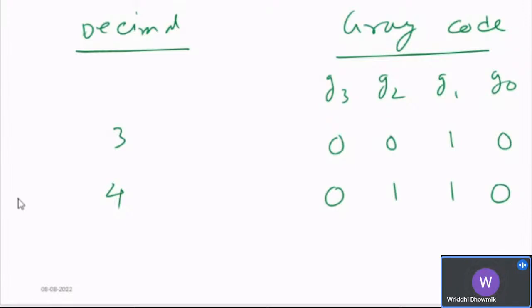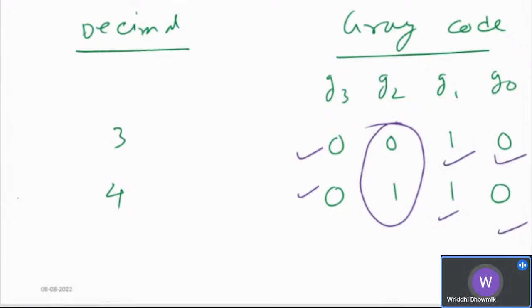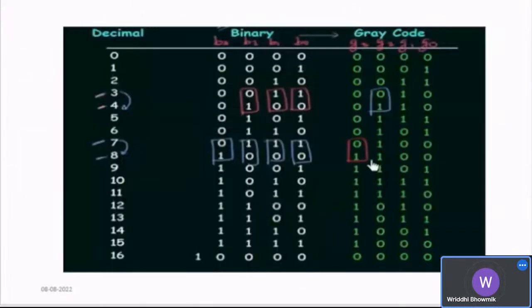Where it has been deferred. Only this, you see in the G3 position, for 3 and 4, you have 0. In the G1 position for 3 and 4, you have 1 and 1. At G0 position for 3 and 4, you have again 0 and 0. Only in G2 position it has been varied.